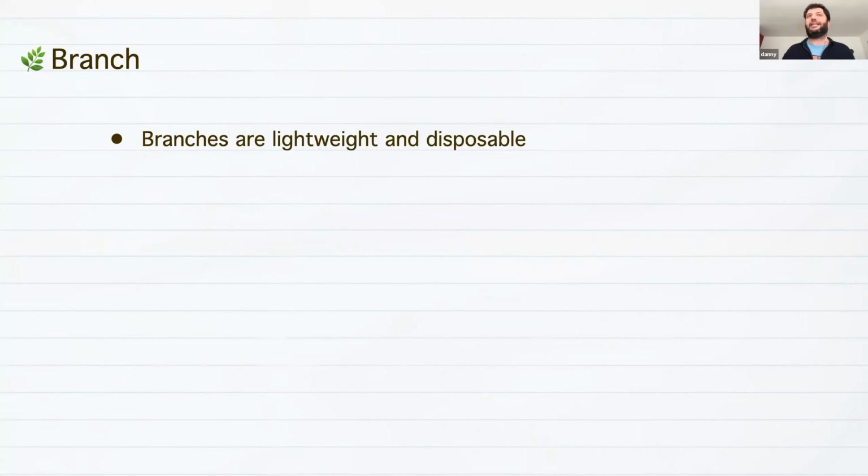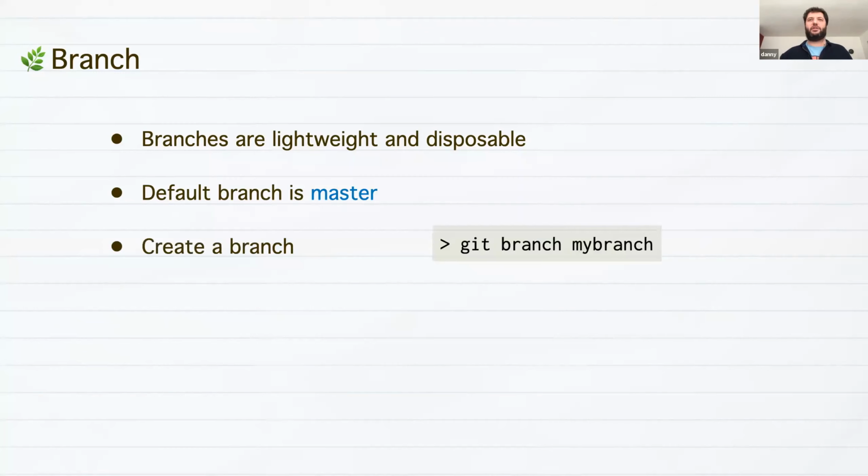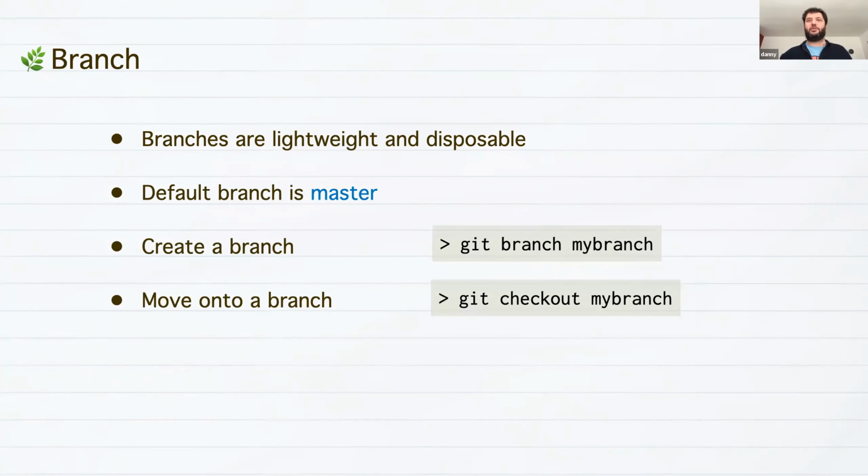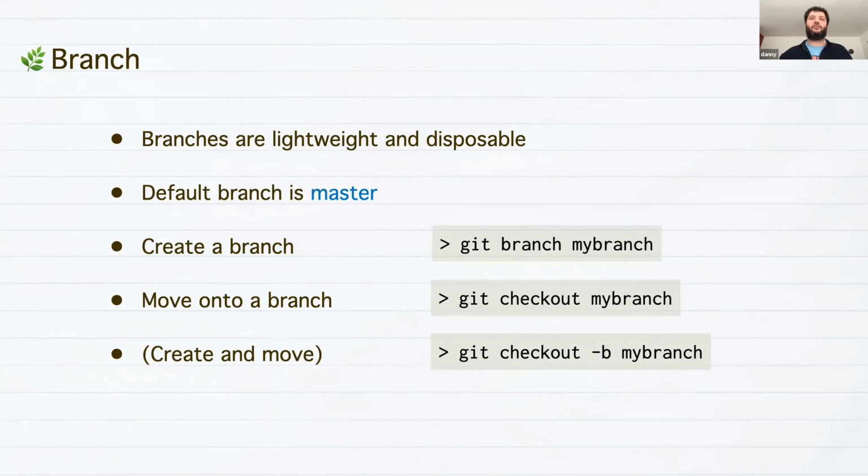So branches are really lightweight and disposable. You can make as many as you like, you can delete them, they're very easy to delete. And one of the reasons that Git became popular was because its branching model was really easy as opposed to earlier versions. It was quite hard to make a branch. By default, when you start a Git repository, you have a branch called master. And then to create a branch, you can do git branch my branch. To move on to a branch, you would do git checkout my branch. I'll explain a bit better what that means. And you can do both at the same time if you want to with checkout -b.